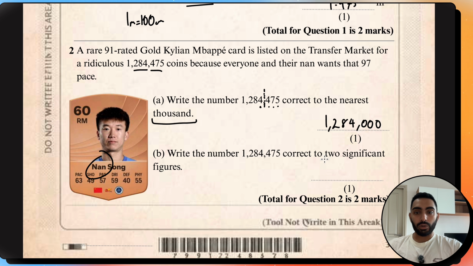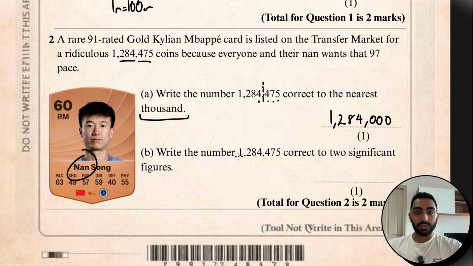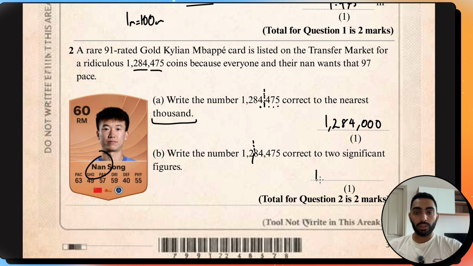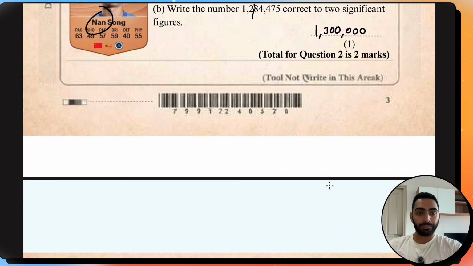Part B, write the number correct to 2 significant figures. Well, all of these numbers are significant because there's no zeros at the start. I just count 1, 2. I put my line in. It's 5 or above. That means I need to shove this one up to a 3. It'd be 1.3 million, which would be this, and it's got 5 zeros. That'd be 300,000 at the end.